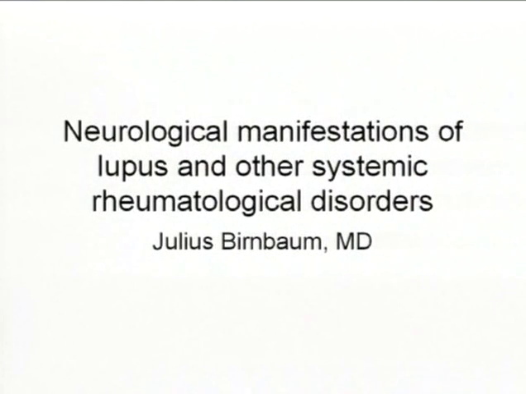So I'm going to be talking about the neurological manifestations of lupus and other systemic rheumatological disorders. I'm going to start by focusing on lupus, and that's going to constitute about 80% of the discussion. I'm briefly going to touch base about antiphospholipid antibodies occurring in the context of lupus, and then we're going to move to Sjogren's syndrome, and then finally we're going to conclude with the primary systemic vasculitides.